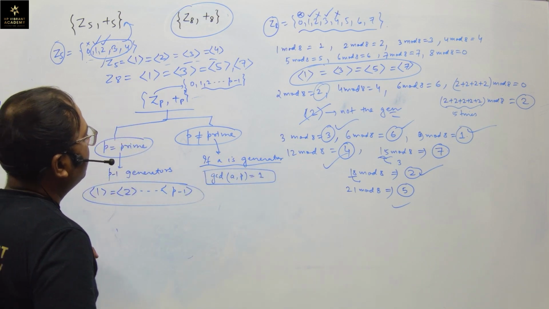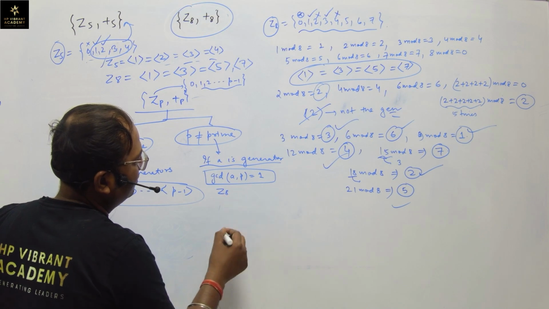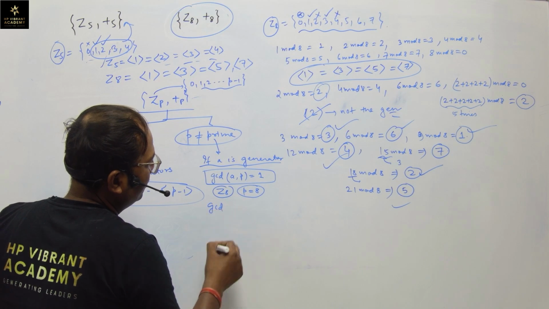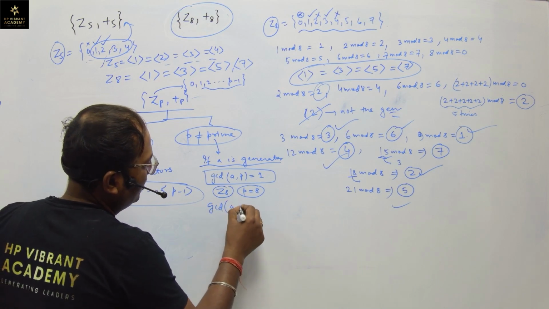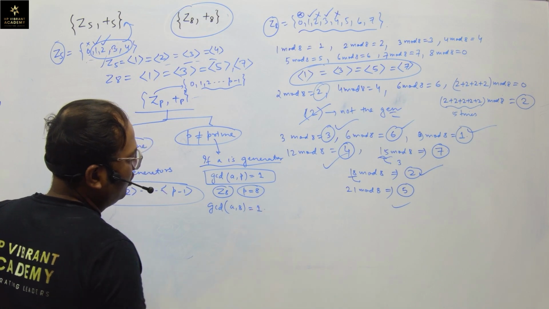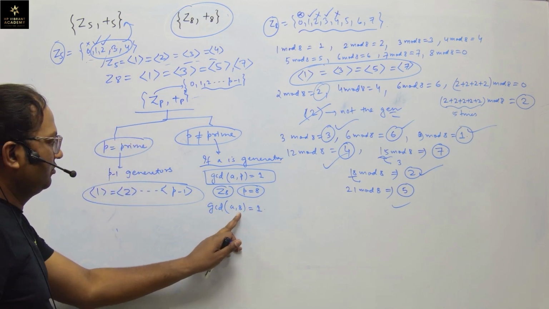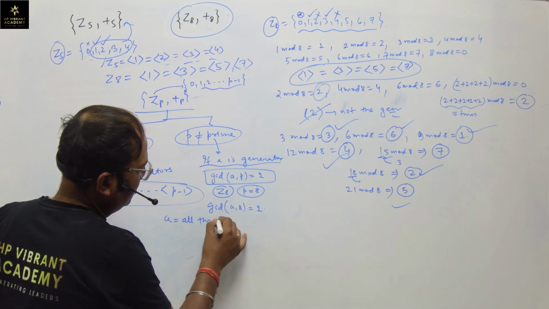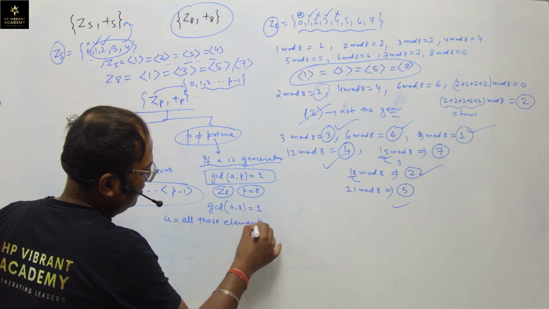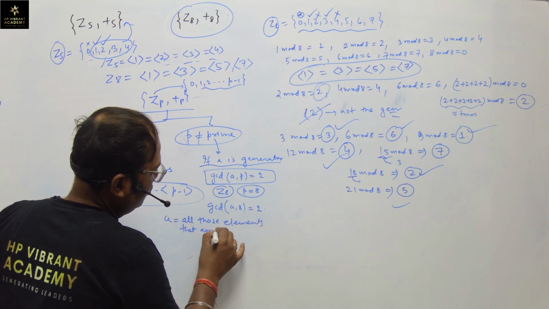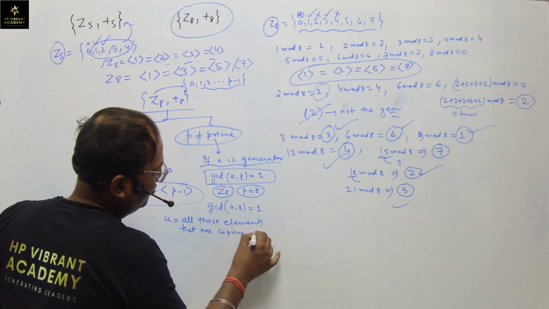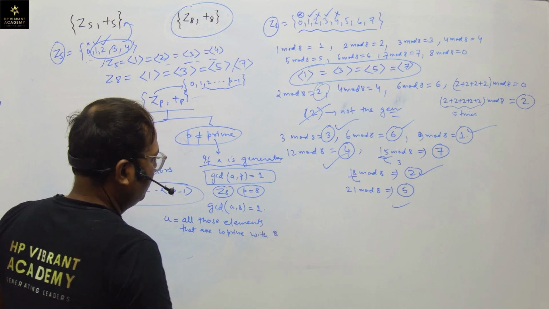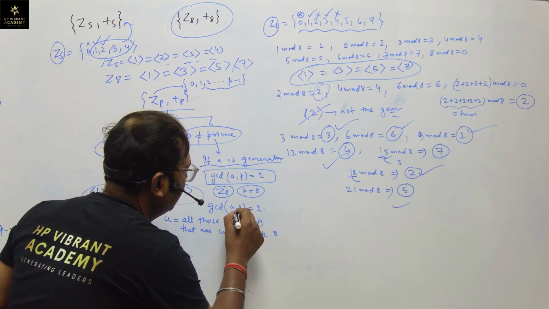So in case of Z8, we have P equal to 8. So the GCD of A comma 8 must be equal to 1. A is all those elements that are co-prime with 8. So let us take the GCD with 8.